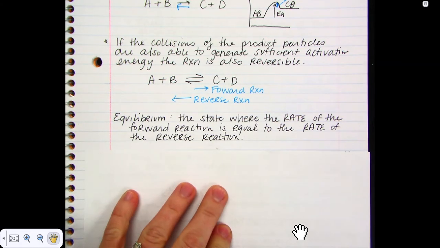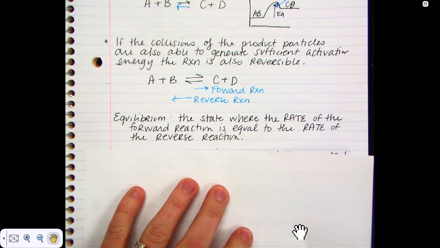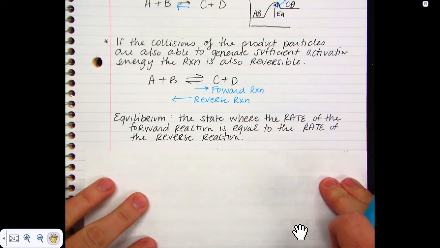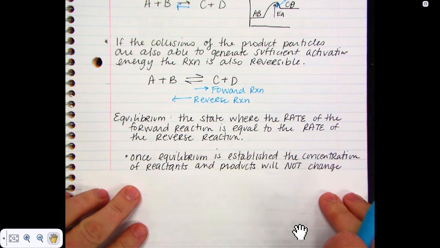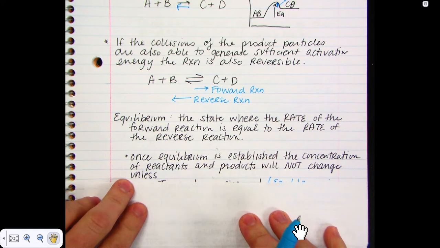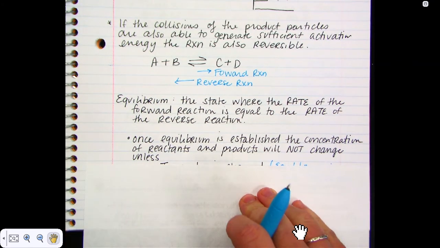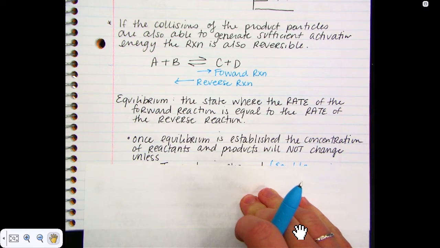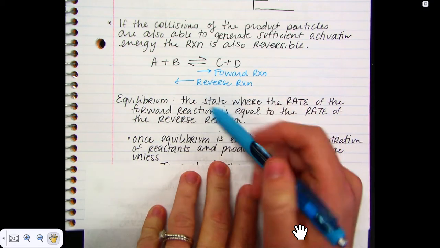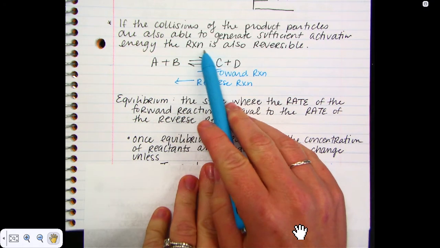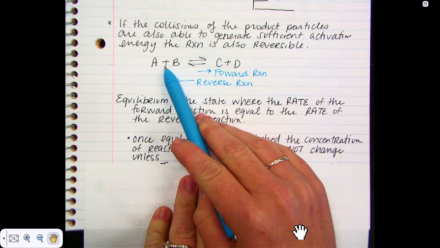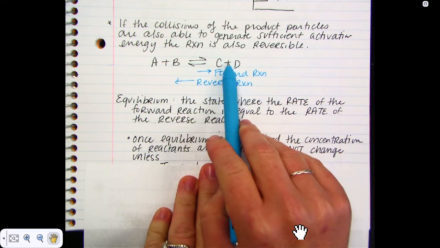So equilibrium is then defined as the state where the rate of the forward reaction equals the rate of the reverse reaction. And once equilibrium is established, the concentration of the reactants and products won't change because you constantly have the same amount of reactants being made into products and products being made into reactants, and it just becomes cyclical.